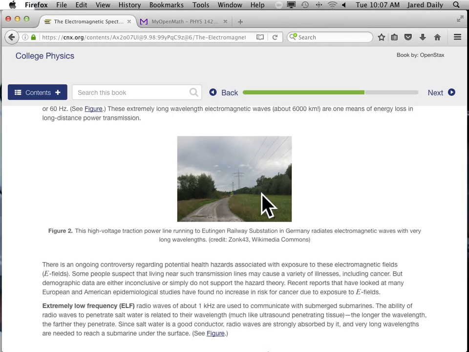It doesn't affect FM radio. FM stands for frequency modulation. And in FM radio, they have a carrier frequency that is carrying the sound. And then they have side bands on the frequency, two little frequencies that are a little bit higher and a little bit lower than the carrier frequency.